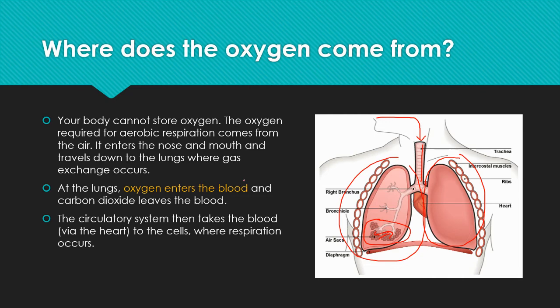The job of your blood is to carry it around your body to all your cells, because all of your cells carry out respiration, and so all of your cells need oxygen. The circulatory system is the name we give to the system that is the blood, the heart and the blood vessels that carry the blood. So the circulatory system transports the blood to the cells, and all cells carry out respiration.